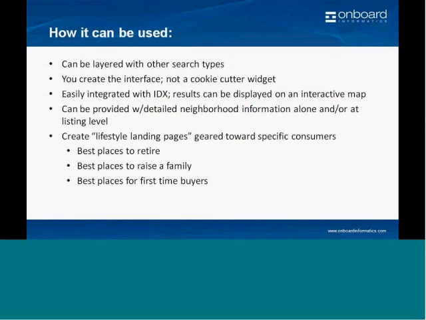How can this be used? Well, obviously you can layer it with other search types. So you can layer this on top of a listing search, which means that it can talk to and relate to a listing search in a clean, efficient way. Client can search their lifestyle needs, and then right from there, the properties that match those lifestyle needs within those areas can be connected to that. So it's not two separate actions for the customer.